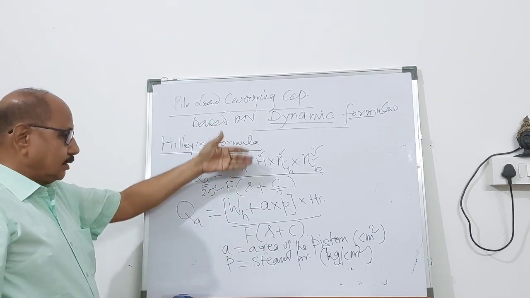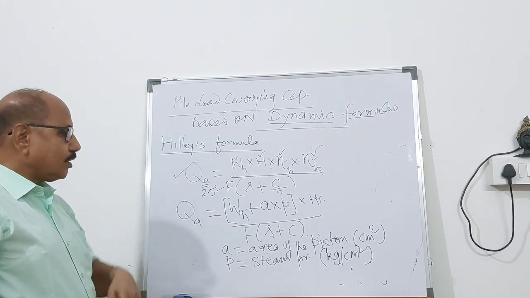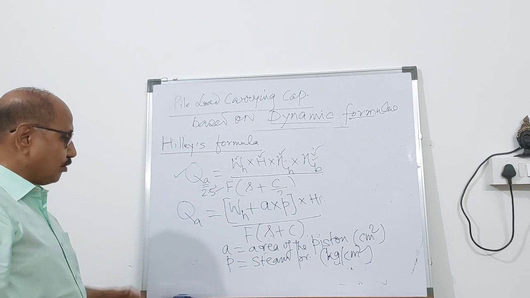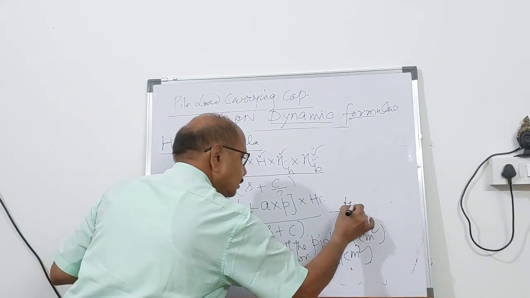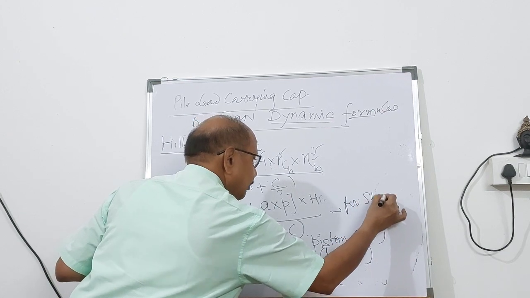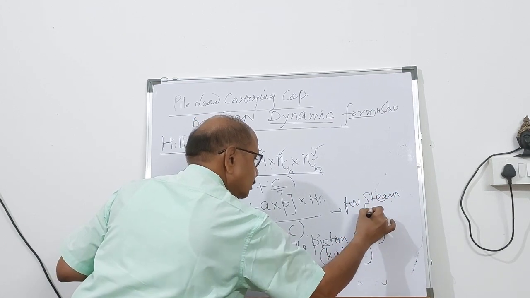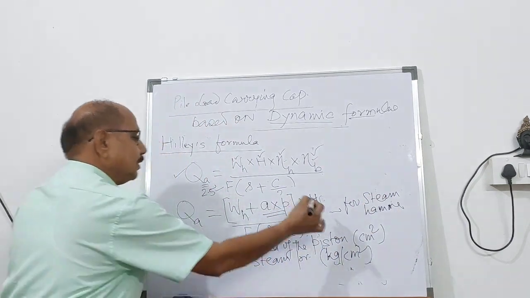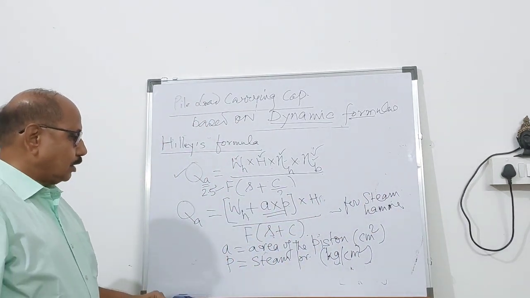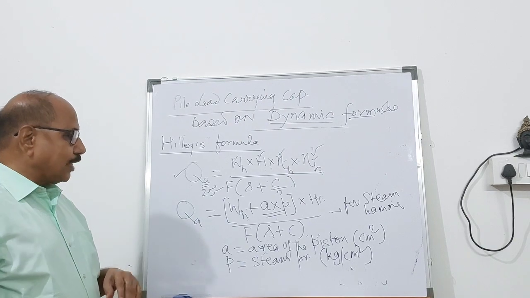You can just do it here also. You can do it in engineering news formula. So if you are using a steam hammer, this term is going to be added up, and you can find out the allowable load carrying capacity.